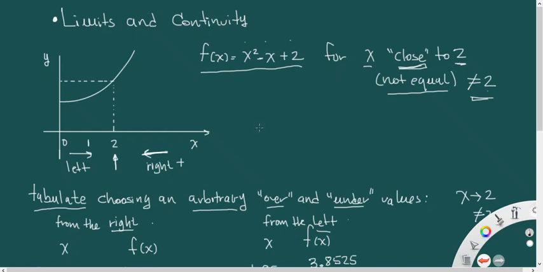So the notation for this is the following. This is the limit of the function x squared minus x plus 2 when the variable x approaches 2, in this case, equals 4.